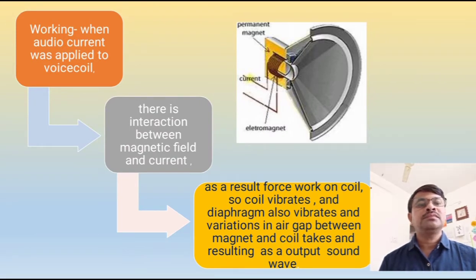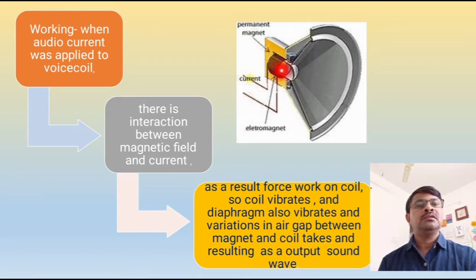Working of moving coil type speaker. When audio current is applied to the voice coil, there is an interaction between the magnetic field and the voice coil. As a result, force works on the coil. So the coil vibrates and the diaphragm also vibrates due to vibration in the air gap between magnet and coil, resulting in output sound waves.